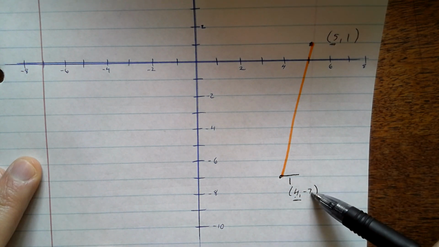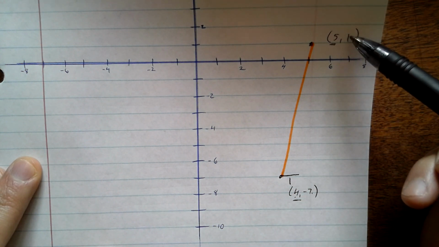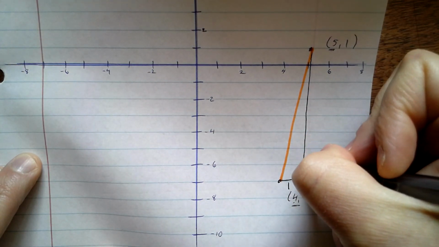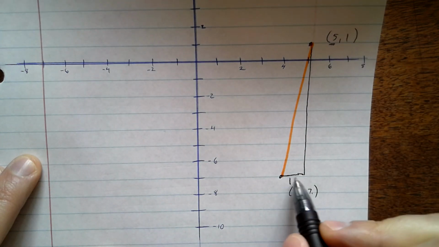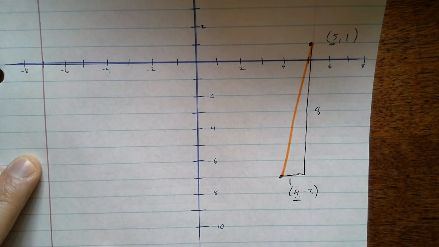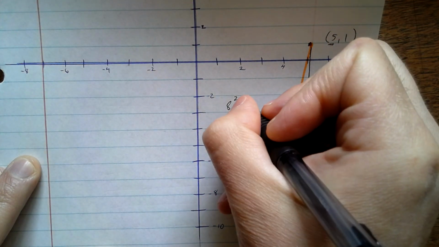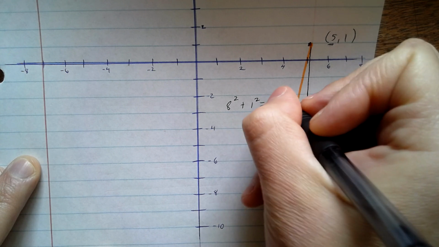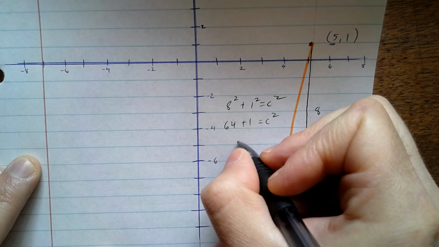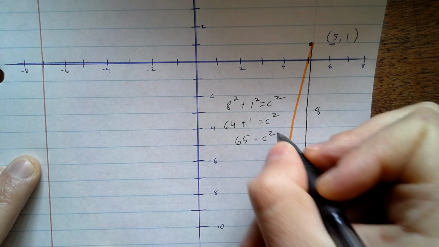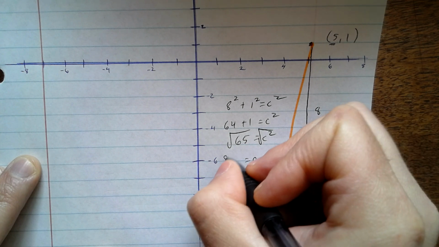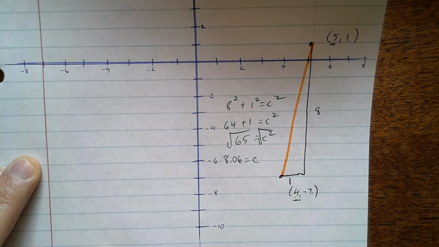Height of the triangle, how far apart is -7 to 1? How many units apart are those? That'll be the height of the triangle. So this is a pretty skinny right triangle with a base of 1 and a height of how far -7 is from 1, which would be 8. And at that point, you're just using Pythagorean theorem. Okay, 64 plus 1 is equal to c to the second. That's 65 equals c to the second power. To solve it, take the square root of each side. We get 8.06 again.